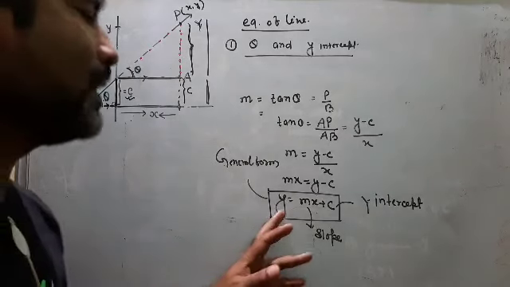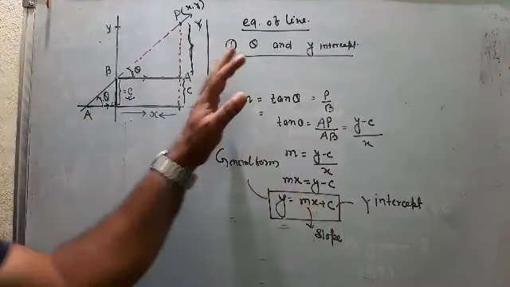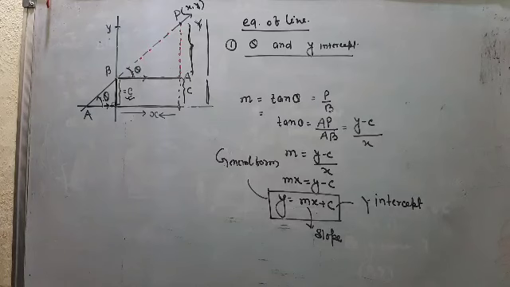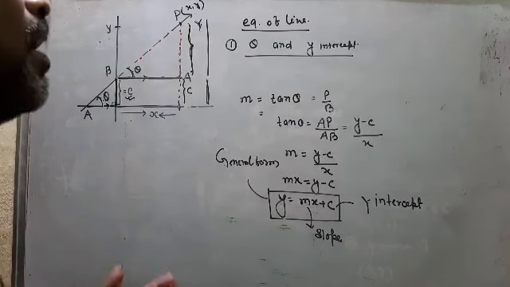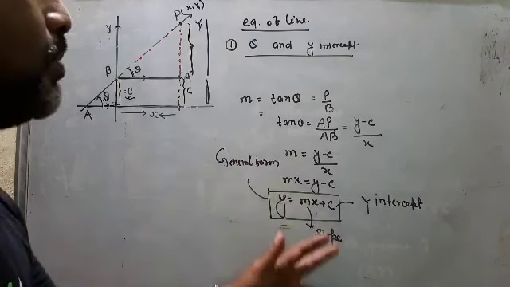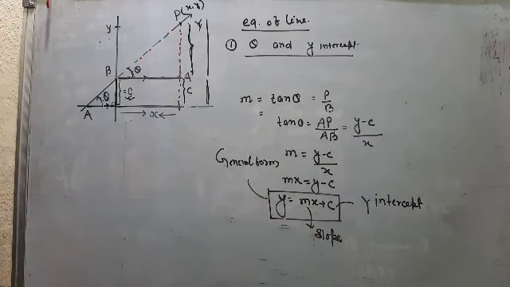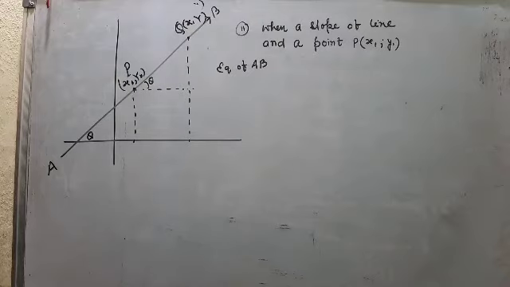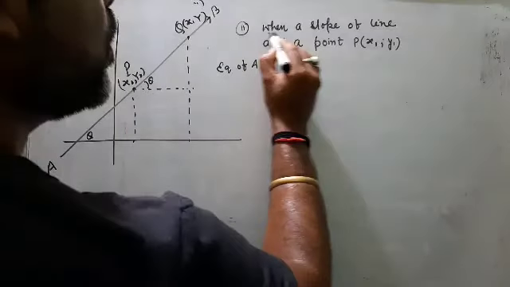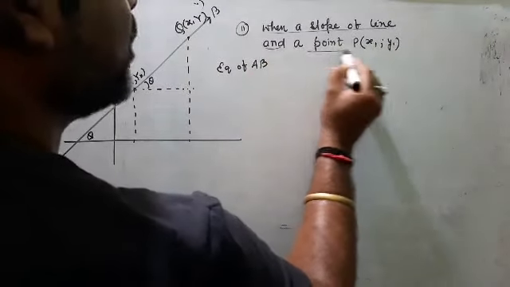So y is equal to mx plus c, that is your first point. If theta, the angle of inclination, or slope is given and y-intercept is given, then by using this formula you can find the equation of the line. First point is clear. Now, case 2, when the slope of a line and a point are given.